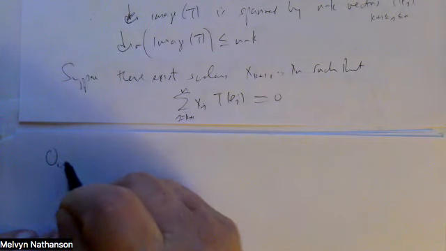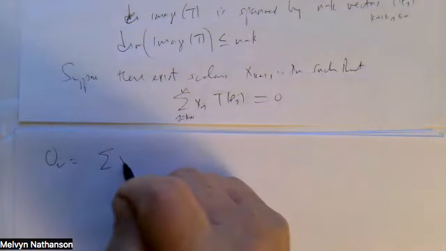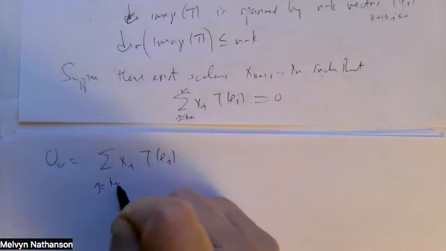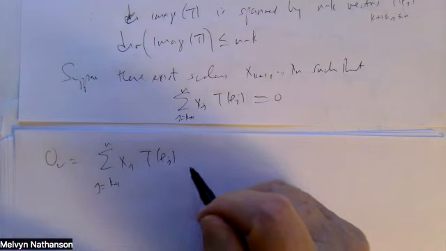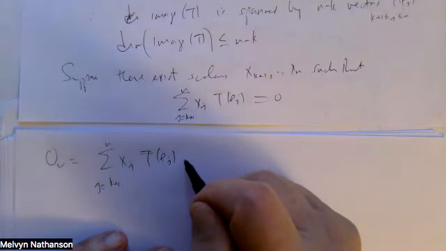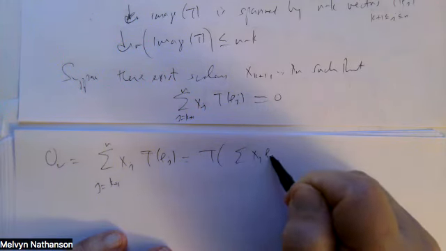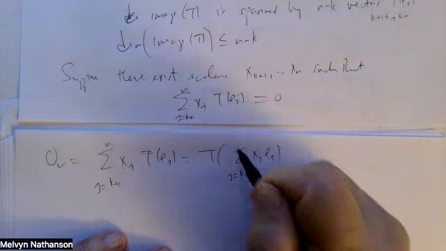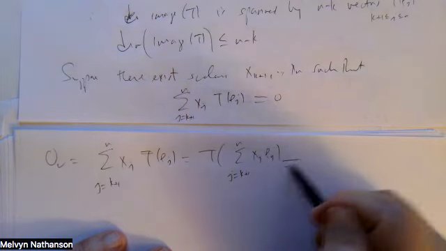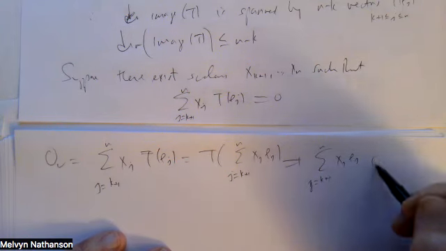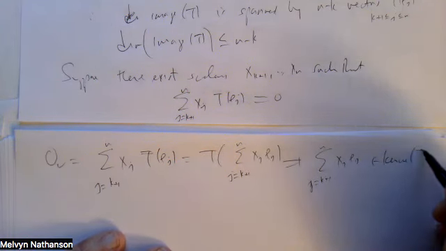So we have the zero vector in W is the summation of xj t of ej, j goes from k plus 1 to n, which by linearity, because T is a linear transformation, is T of the summation of xj ej, j goes from k plus 1 to n. But this means that this vector, xj ej summed from k plus 1 to n, is in the kernel of T.